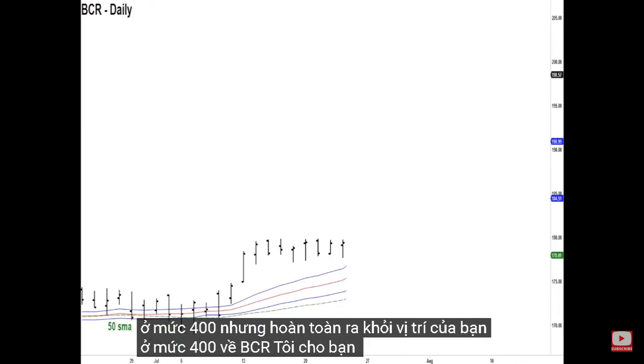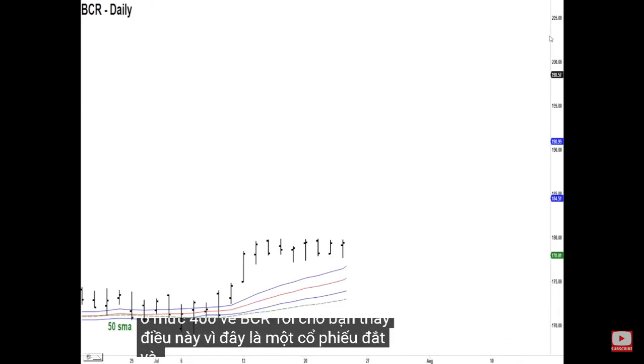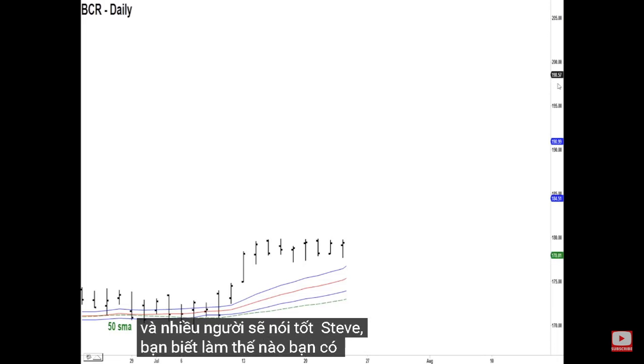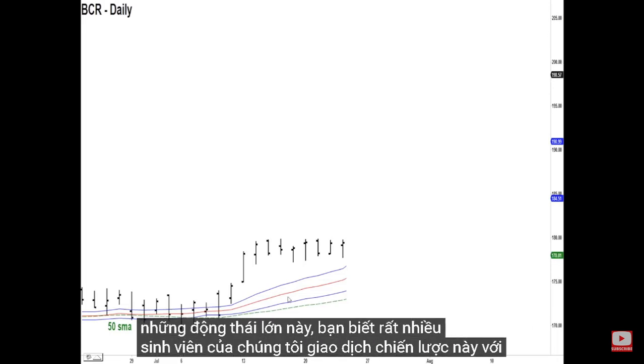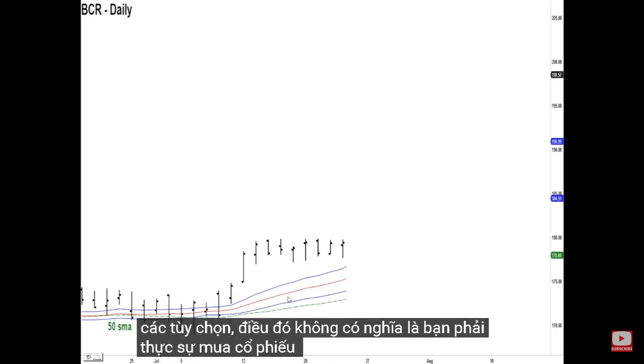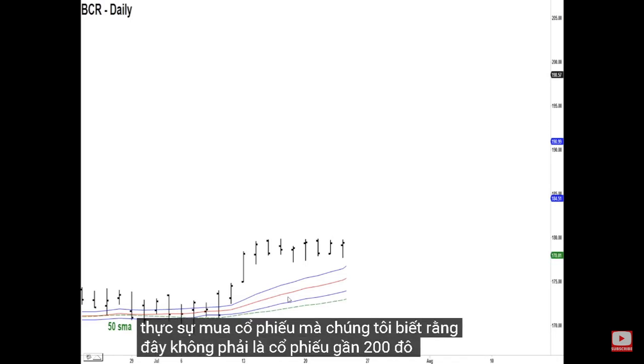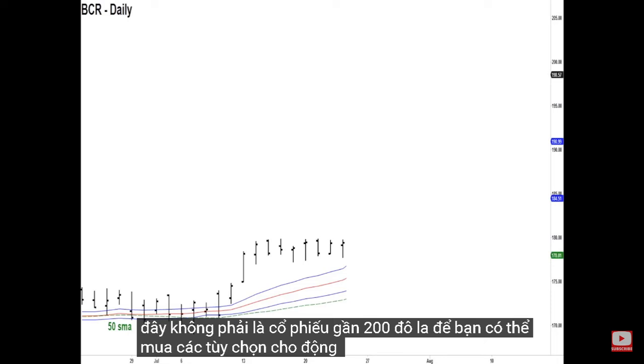How about BCR? I show you this because this is an expensive stock, and a lot of people will say, well, Steve, how can you trade this for these big moves? Well, a lot of our students trade this strategy with options. It doesn't mean you have to actually purchase the stock. We know this is a close to $200 stock, so you could purchase the options for this big move.